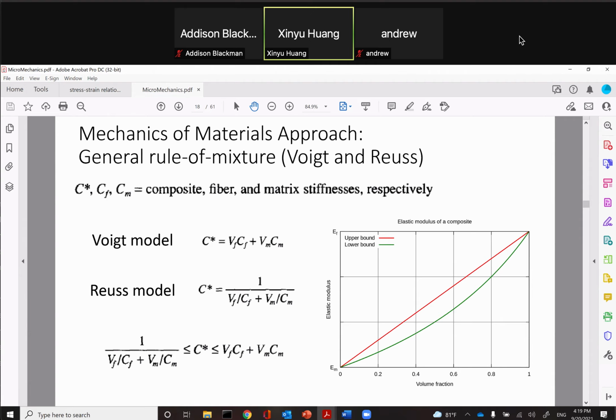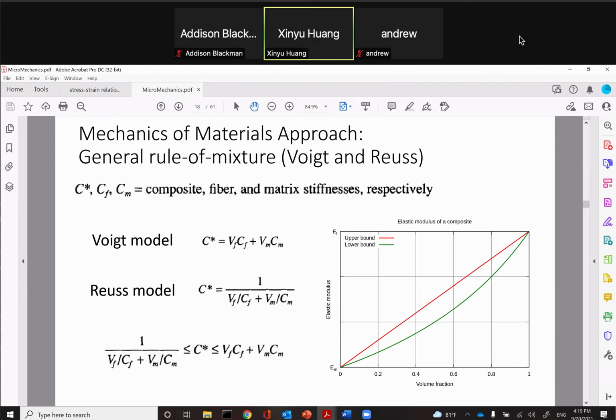So basically, depending on which model you choose, the effective property, it could be Young's modulus, could be shear modulus, is related to a simple rule of mixture. It is the fiber property multiplied by the fiber volume fraction plus the matrix property multiplied by the matrix volume fraction. One of them usually gives you an upper bound, the other one gives you a lower bound.